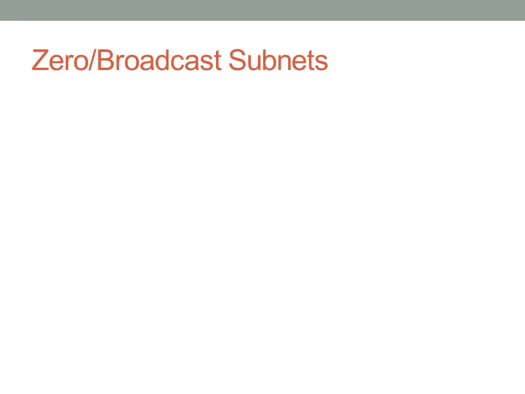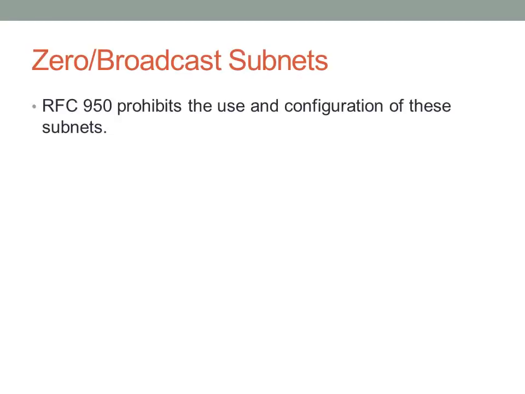Now I'm going to talk to you guys about 0 and broadcast subnets. This is one of the pickier things in the networking world. Originally, when the standard first was released, there was an RFC that prohibited the use and configuration of the 0 and broadcast subnet. What do I mean by that? That is the subnet where the borrowed bits, the subnet bits, are all set to 0 or all set to 1. I'm not referring to the host bits here. I'm referring to the borrowed bits. You should go back and look at the previous slide if you're not sure what I mean. I did a quick example of what the 0 and broadcast subnets were.